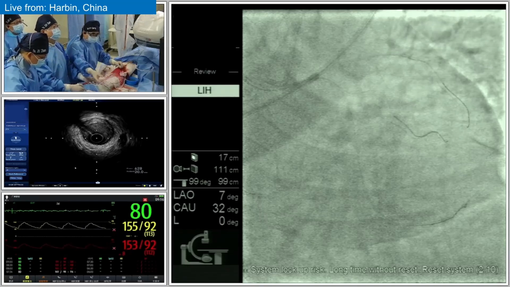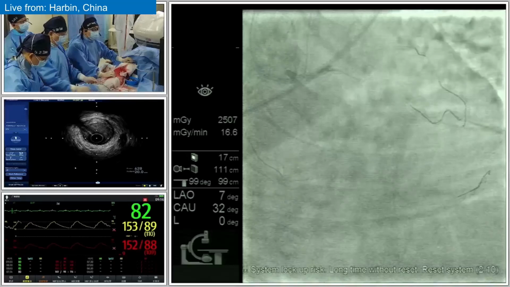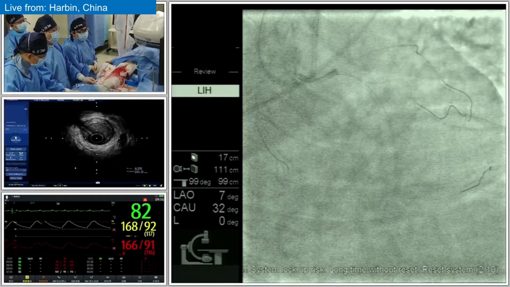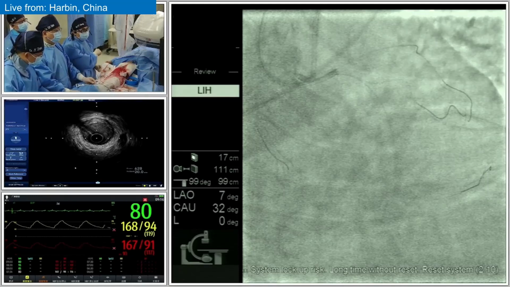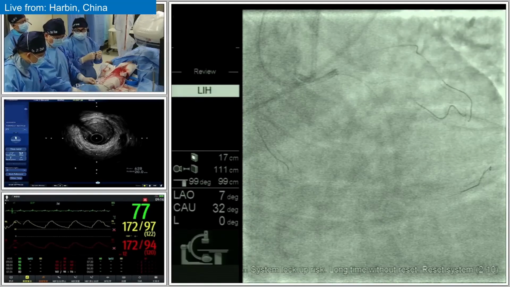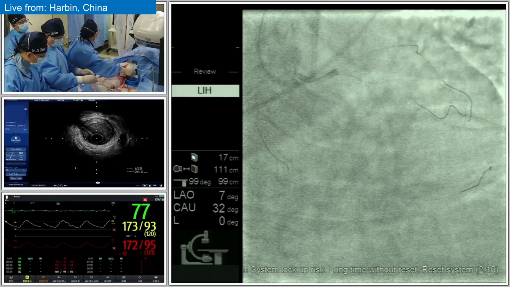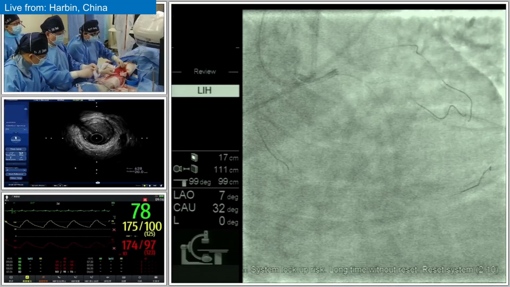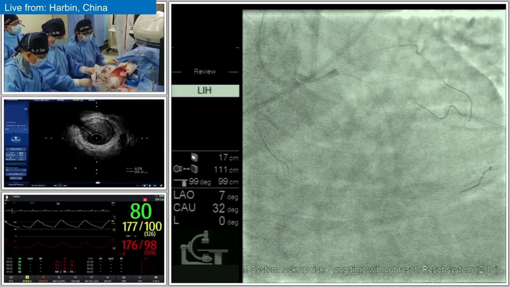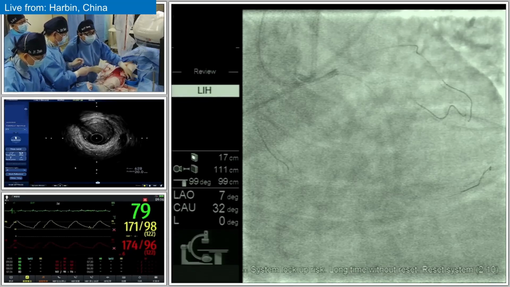Of course, if during the process we found the wire was not located in the distal true lumen, we will quickly exchange for the Stingray balloon and perform the ADR technique. So as a CTO operator, I think it's very important to switch strategy based on the situation. Yes.